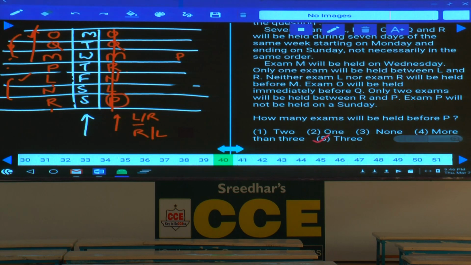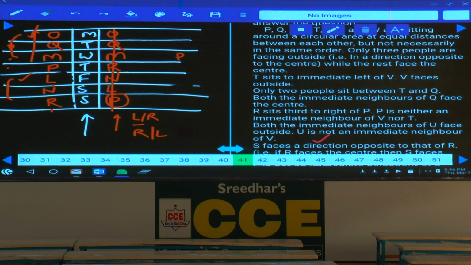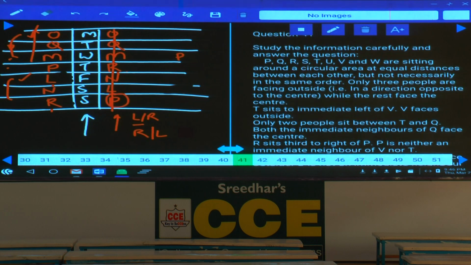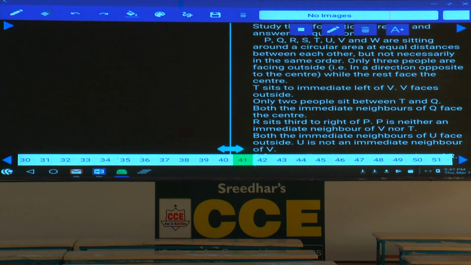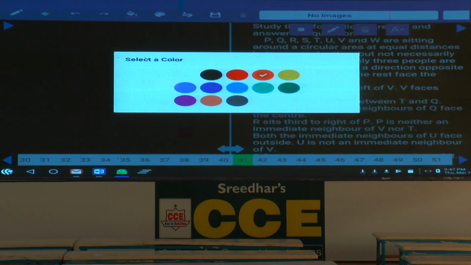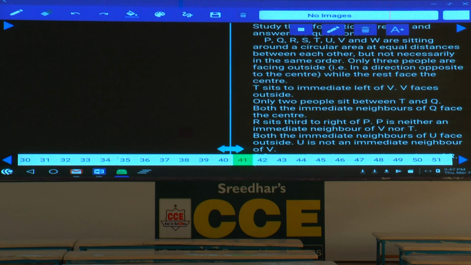Done with this? Now this is about question numbers 37 to 40. Next one, question numbers 41 to 45. These 5 questions are based on seating arrangement, and P, Q, R, S, T, U, V and W are the 8 persons sitting around a circular table at equal distances between each other but not necessarily in the same order. Only 3 people are facing away from the center. Information clearly specified, that is only 3 are facing away from the center, isn't it? As 3 are facing away from the center, the remaining 5 persons are facing towards the center only.